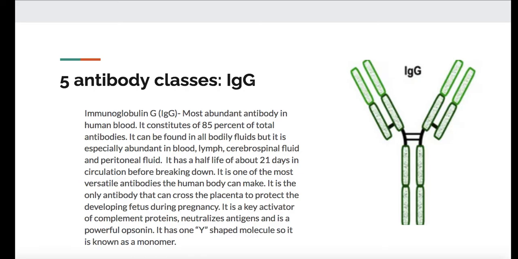It is the only antibody that can cross the placenta to protect the developing fetus during pregnancy. It is a key activator of complement proteins, neutralizes antigens, and is a powerful opsonin. It has 1 Y-shaped molecule, so it is known as a monomer.